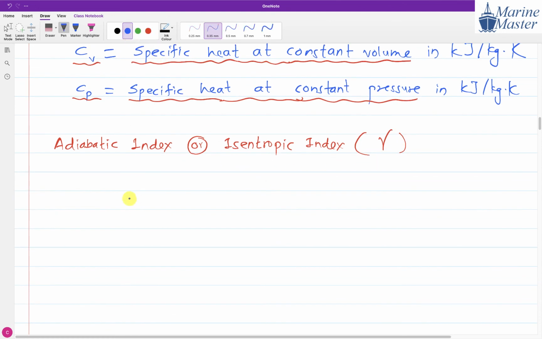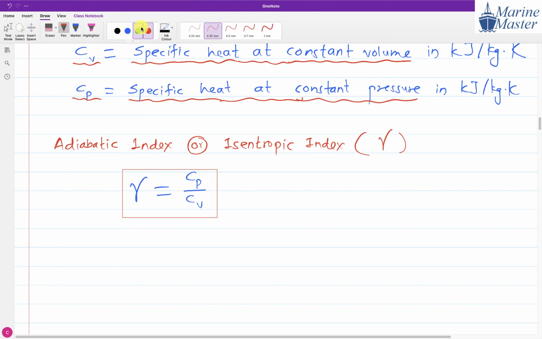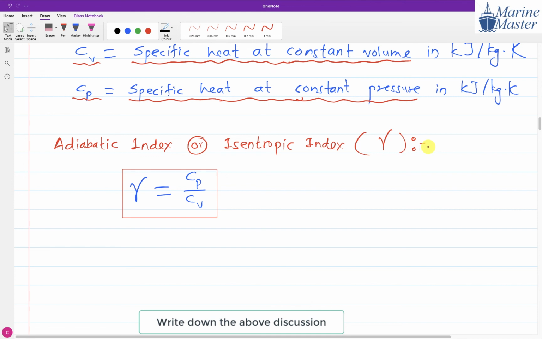And gamma is equal to what? Gamma is equal to Cp by Cv. So please write down this discussion, and also write down this relation: Cp is equal to gamma Cv.